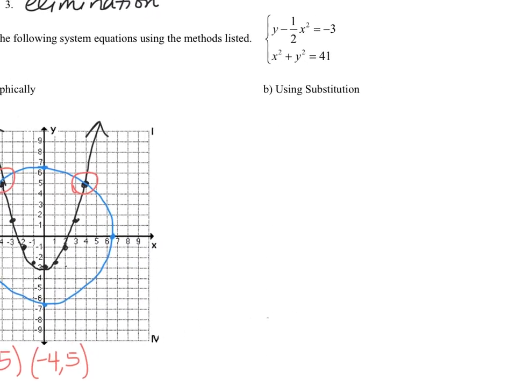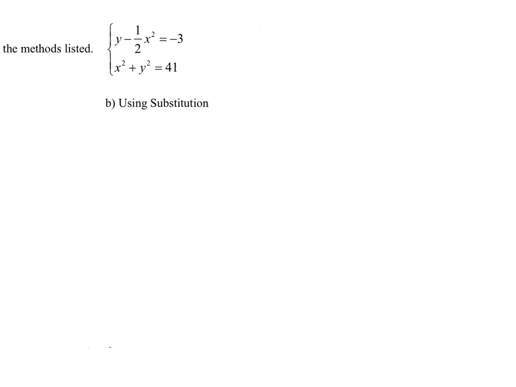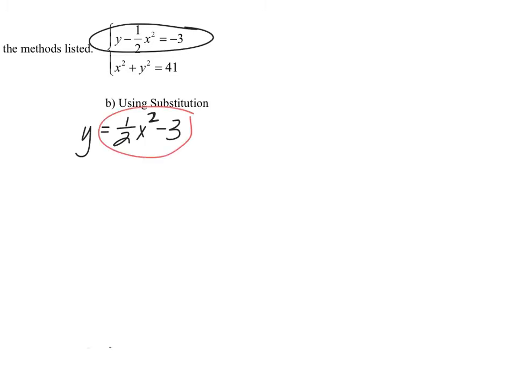So moving over to work on solving this system using substitution, I want to solve for one of the variables, and it's going to be easiest to use the top equation and go ahead and solve for y by adding the 1/2 x squared over to the other side. So y equals 1/2 x squared minus 3. And then we will take this expression, 1/2 x squared minus 3, and we will substitute it into the second equation in place of y. So that's going to give us x squared plus the quantity 1/2 x squared minus 3, which will get squared, and that will equal 41.